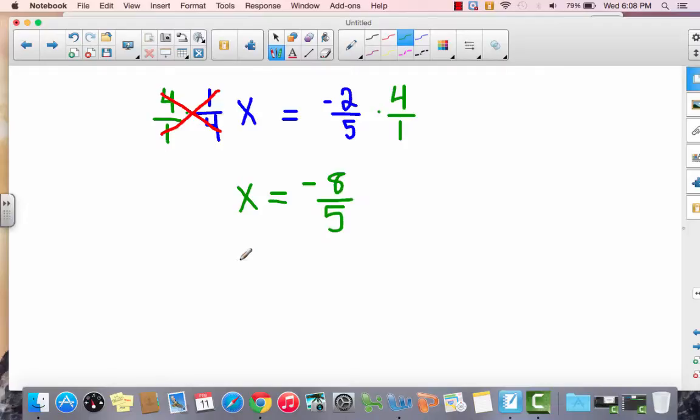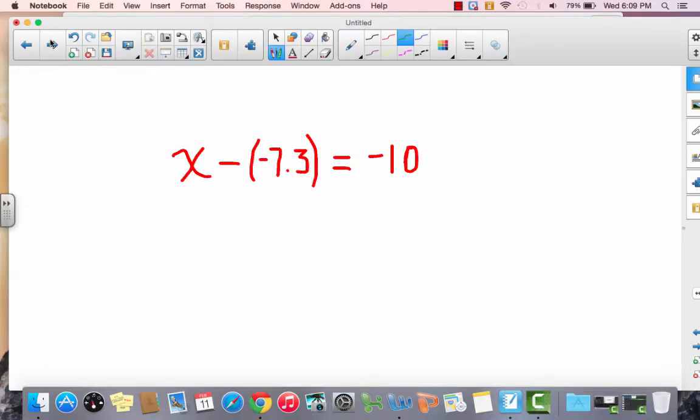And then I can simplify that answer. 5 can go into 8 one time, with 3 left over. And I keep the 5 in the denominator. And that negative sign tags along. So the solution to this question would be x equals negative 1 3/5. Let's look at another one.